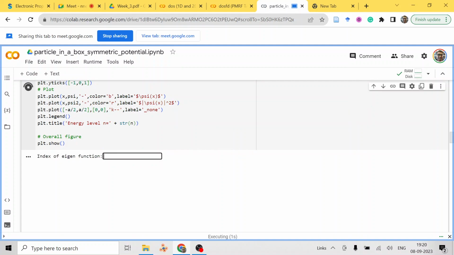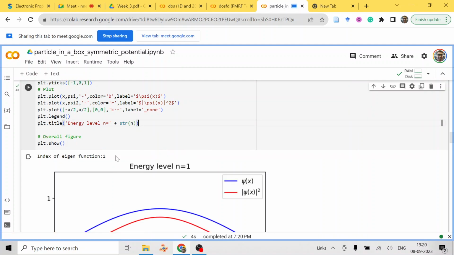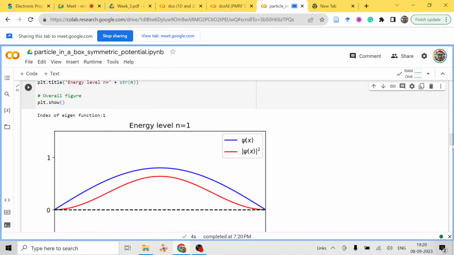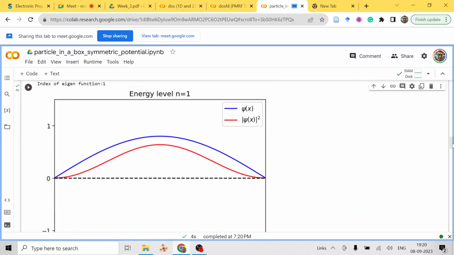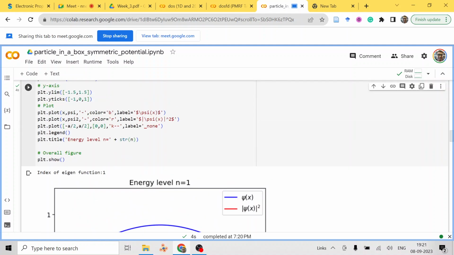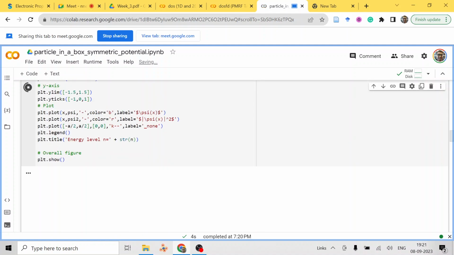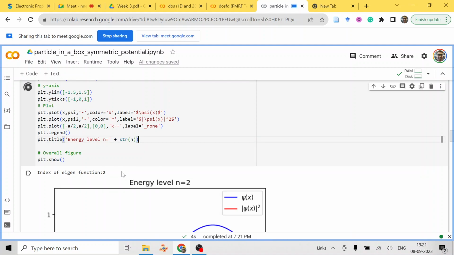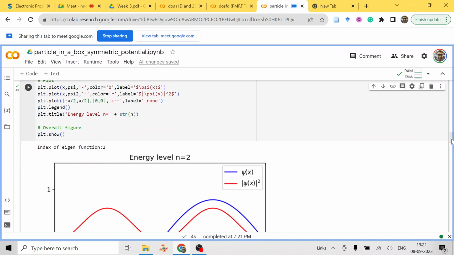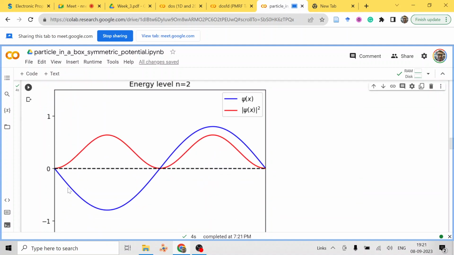Let me give a wave function with n equals 1. So yeah, we are getting n equals 1. Here we can see that the wave function psi of x doesn't have any node, and this red one is our mod of psi square. Okay, we can rerun this code. Let's say n equals 2, and here we can see for n equals 2 we are seeing a single node. So there is one node here.